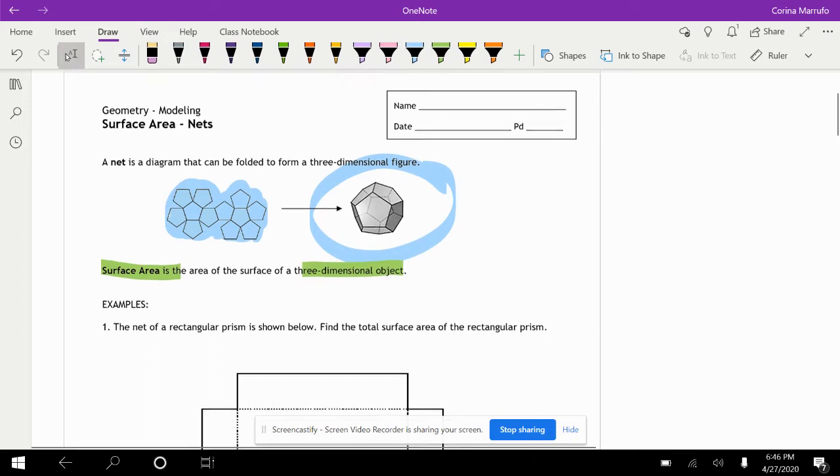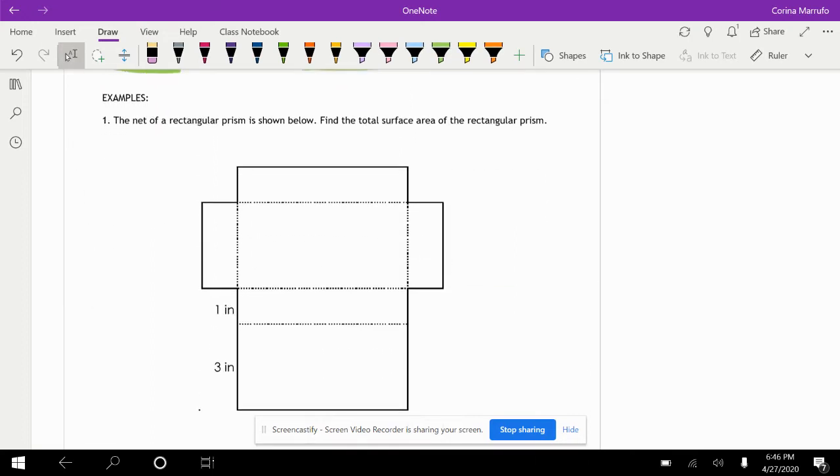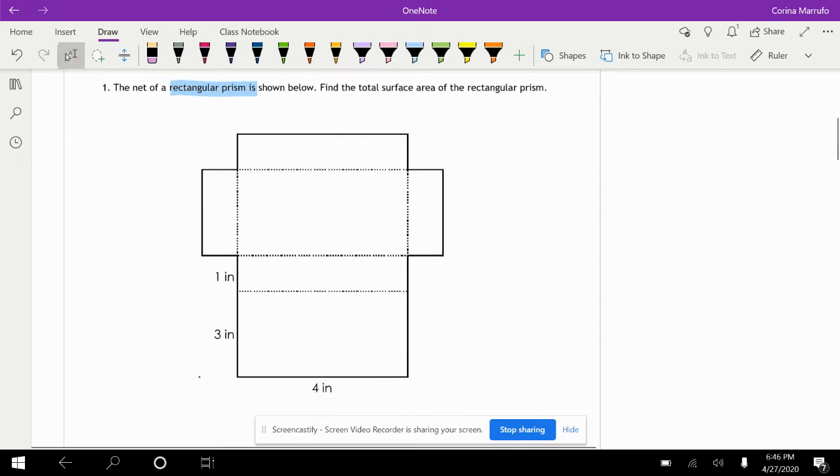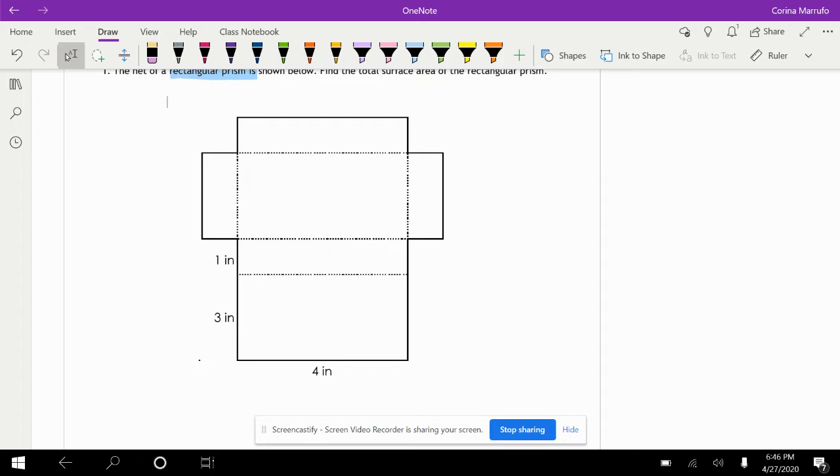Okay, so this is a rectangular prism. And so they want us to find the surface area. And so we're just going to find the area of each shape. So if we look here, this shape here is a rectangle. And so this rectangle is going to be the exact same rectangle as this one here. Okay, they share the exact same dimensions. They're the exact same rectangle.